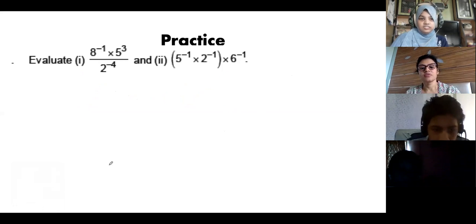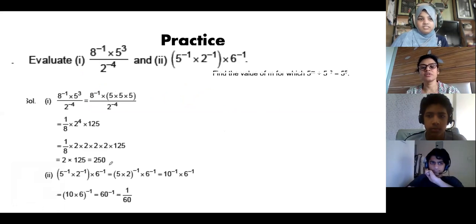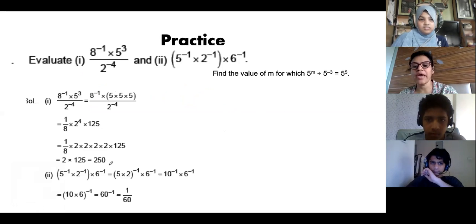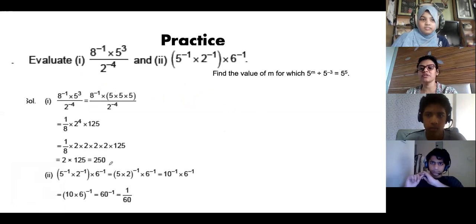So we'll take the last question. Find the value of m for which 5 raised to m divided by 5 raised to minus 3 is equal to 5 raised to 5.